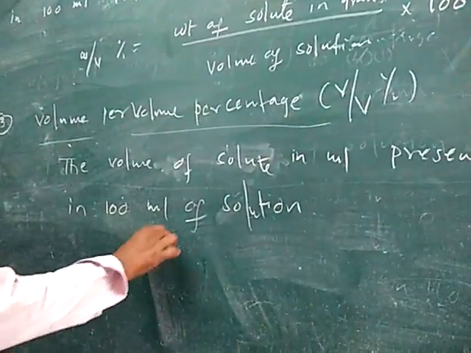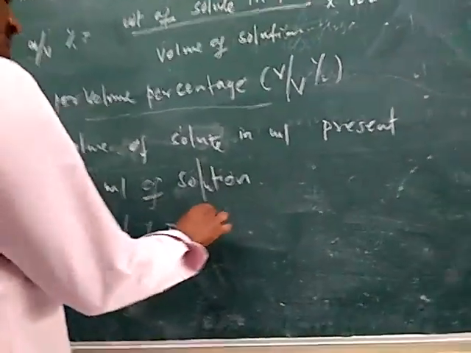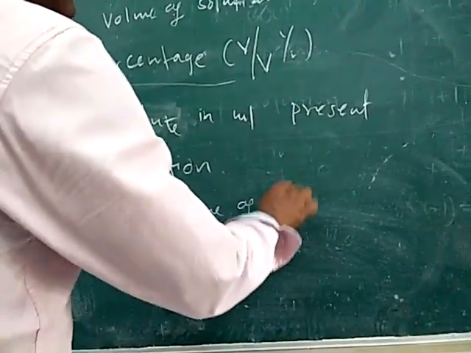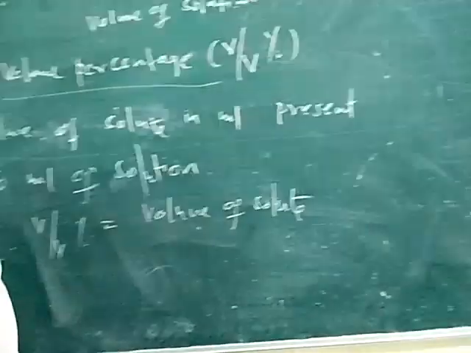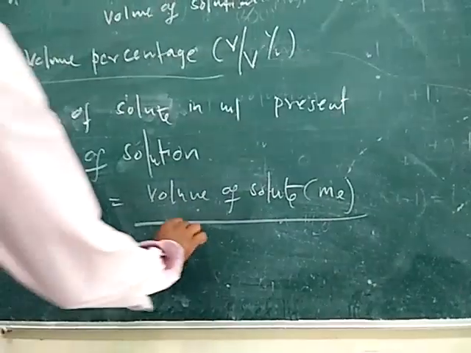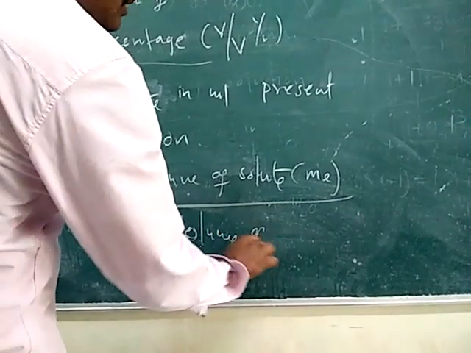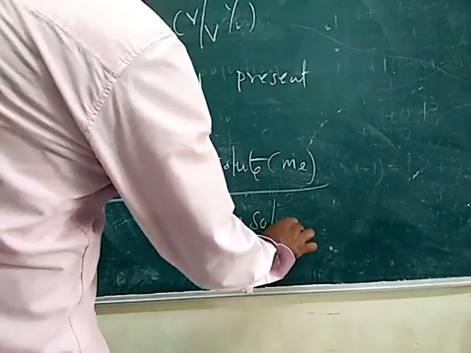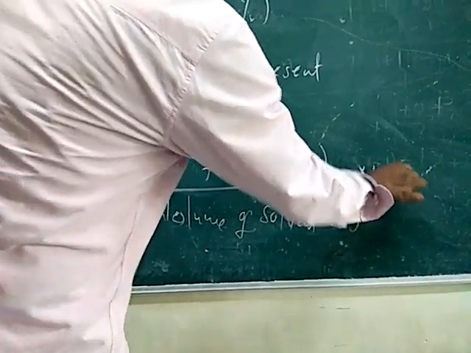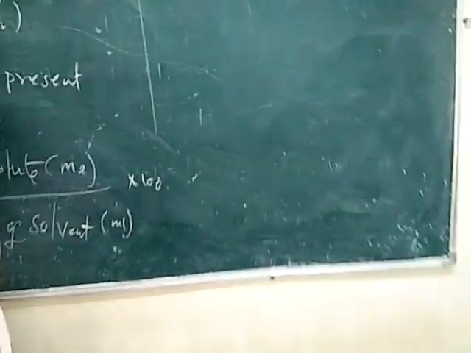So volume per volume percentage is equal to volume of solute in ml by volume of solvent, also in ml, into 100. So this is the volume per volume percentage.